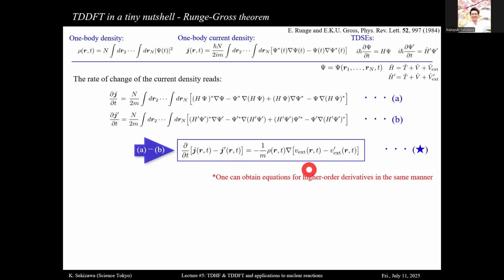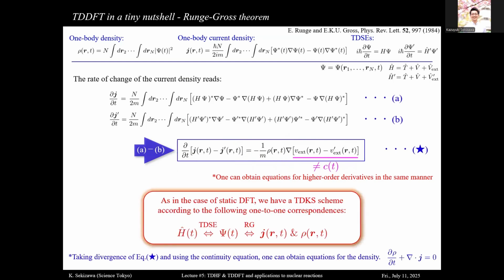Okay, so it means that the external potential can be different by some time-dependent constant. If it is a time-dependent constant, then the spatial derivative nabla operating on this constant vanishes. So if the external potentials V and V prime are different by more than a time-dependent constant, then the current densities must be different. Yeah, okay, so it is given here.